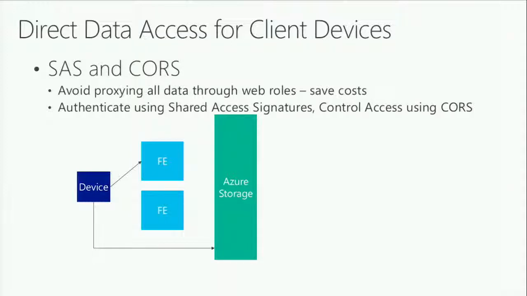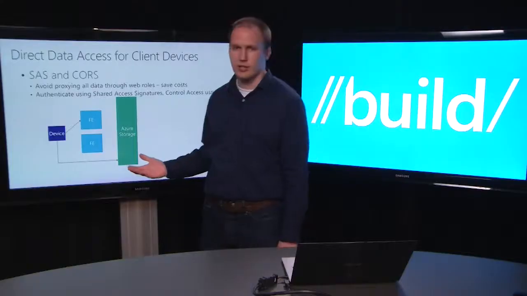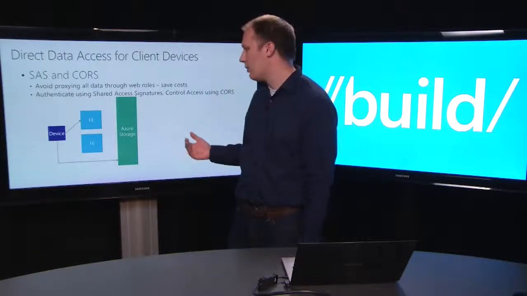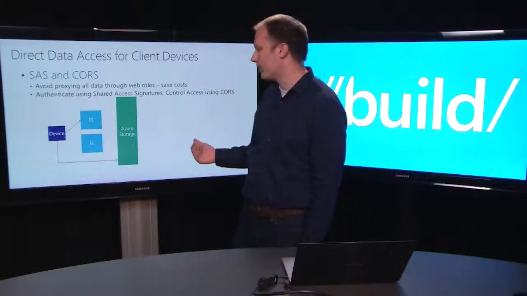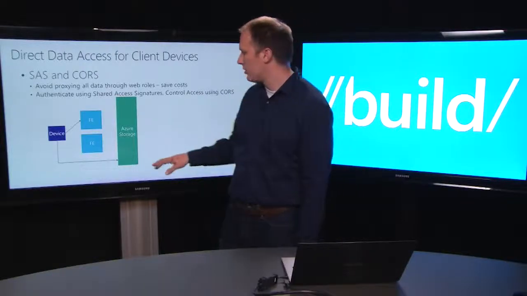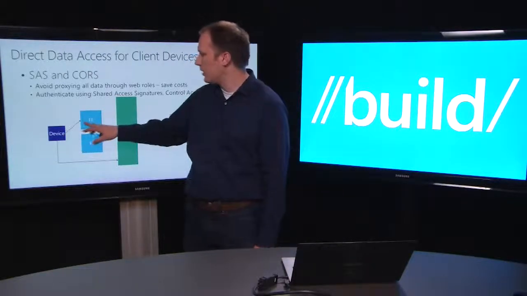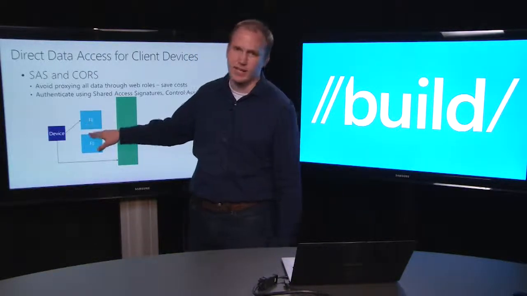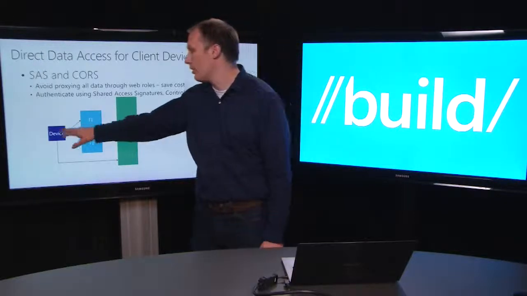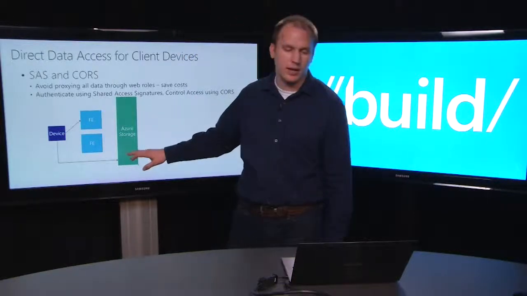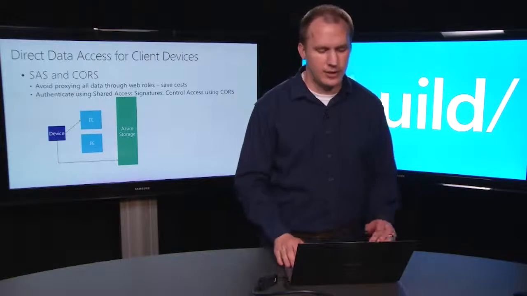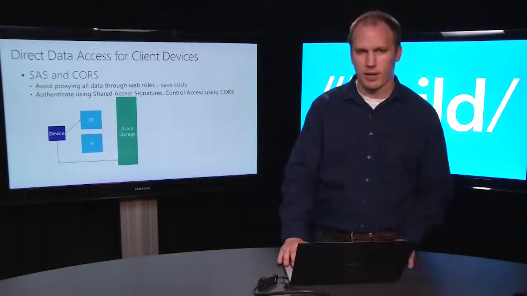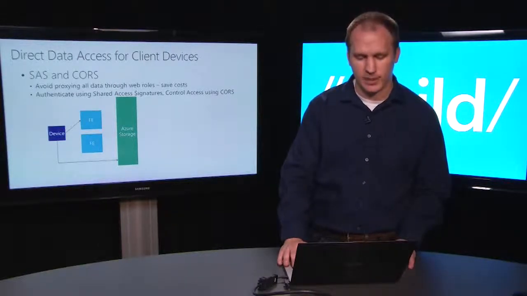And now we have shared access signatures, which allow for delegated access, and cross-origin resource sharing headers, which help with browser security features, to allow the device to just get minimal amounts of data from the front end and then turn around and send requests for additional data to Azure Storage directly, not requiring your front end to scale nearly as much.